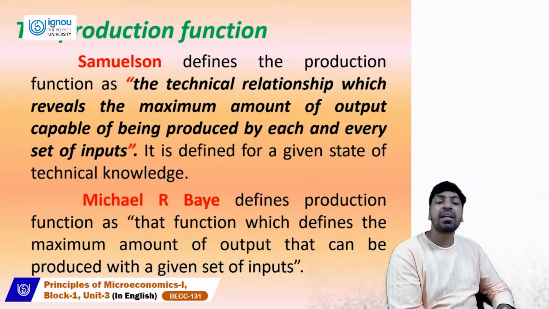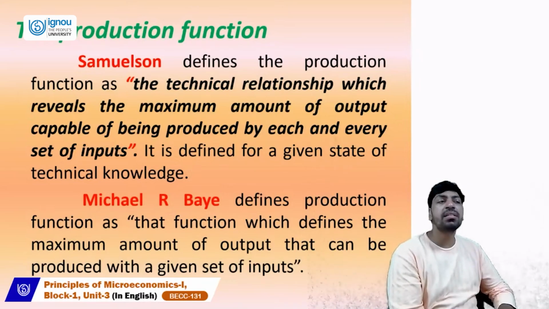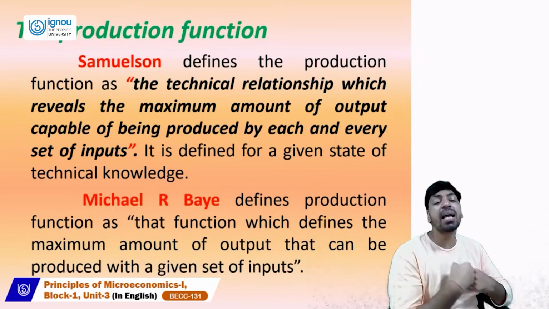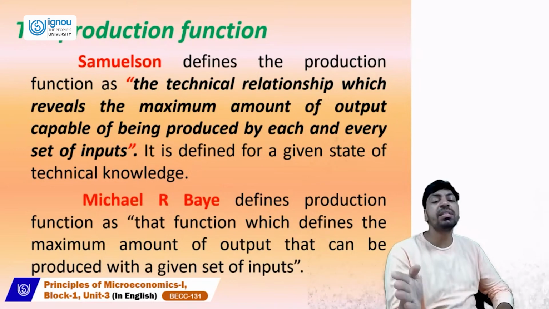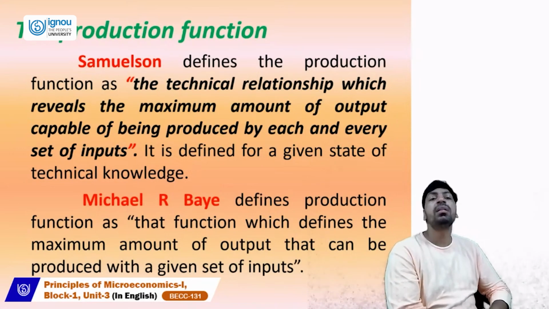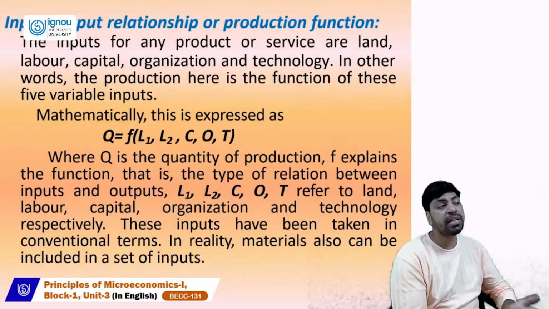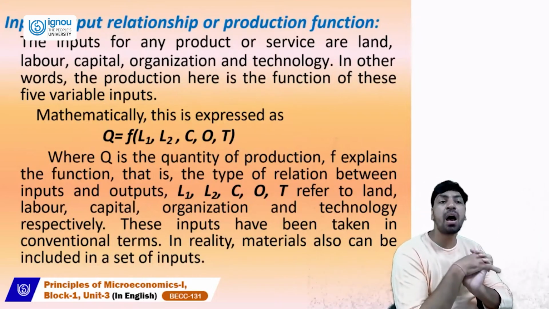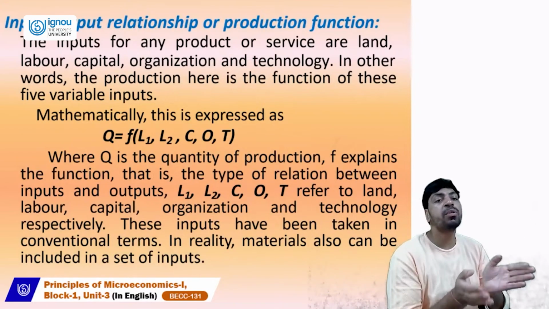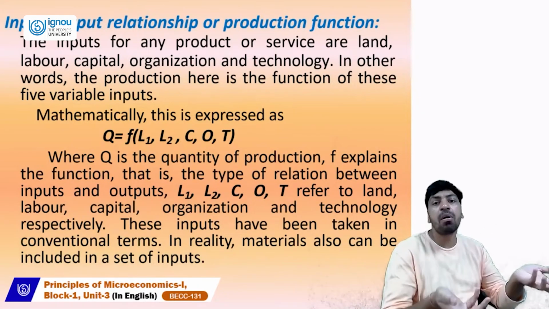When we talk about another author, Michael R. Bain, he defines the production function as that function which defines how to achieve the maximum amount of output that can be produced with a given set of inputs, and that's called the production function. As I already defined, the production function shows a formal relationship between inputs and output. If there are plenty of inputs, then accordingly the optimal output can be achieved, and that's called the production function.